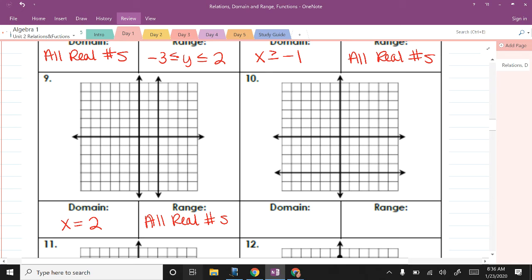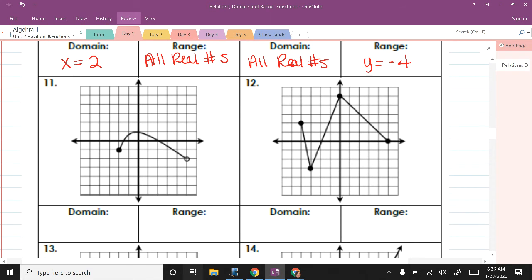So the domain, what's it doing left to right on that graph? It's going forever, so it's all real numbers for the domain. What about the range? Y equals -4, because the y is always -4. Does that make sense? So you're only going to use equals if you have a horizontal or vertical line. Most of the time you're going to use an inequality symbol for a domain and range. Okay? Good job.